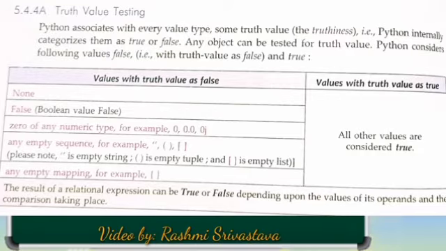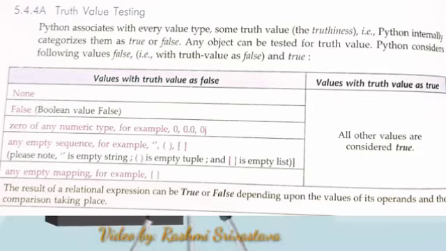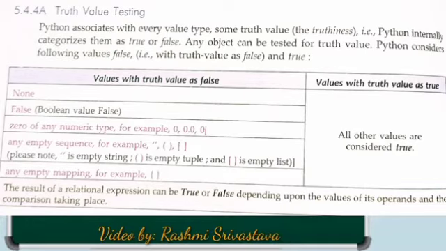So you can see here that None, False, which is the boolean value false, or zero of any numeric type like float or complex, wherever zero is written, will give you false as a truth value. And any empty sequence, like empty curly braces, empty parentheses, empty double quotes, or an empty list, all of these will have the truth value false, and except these, everything will have the truth value true. So this will be more understandable when we do some practical work with it.